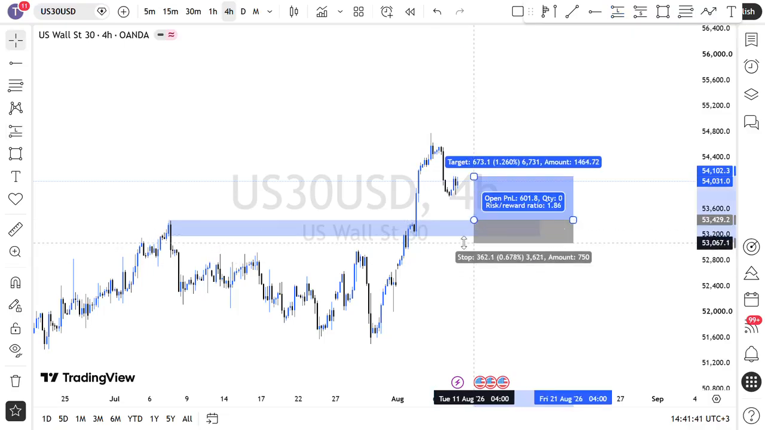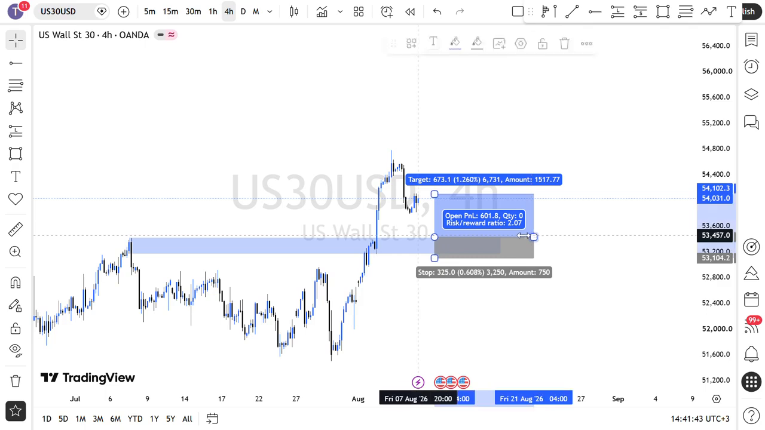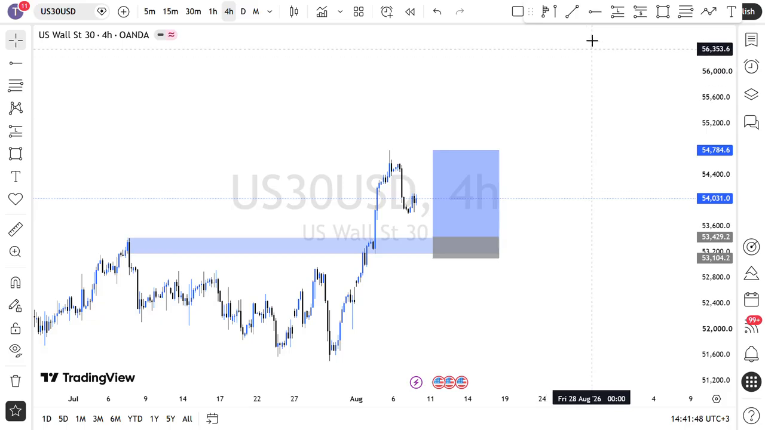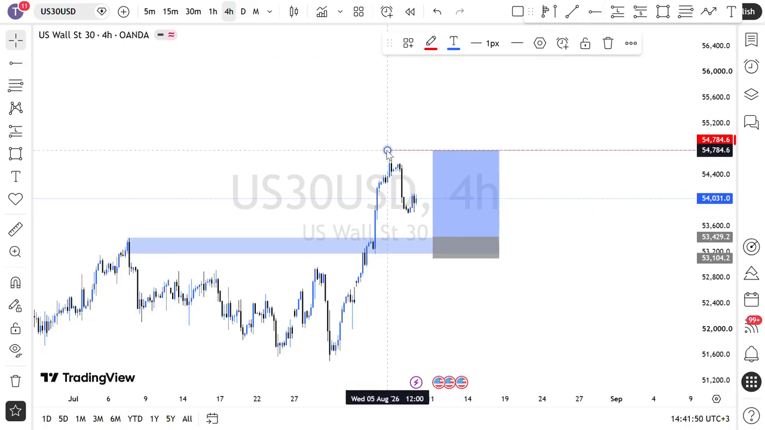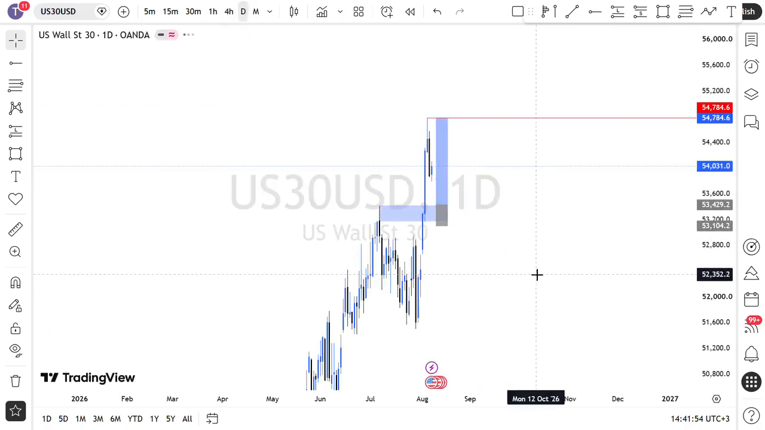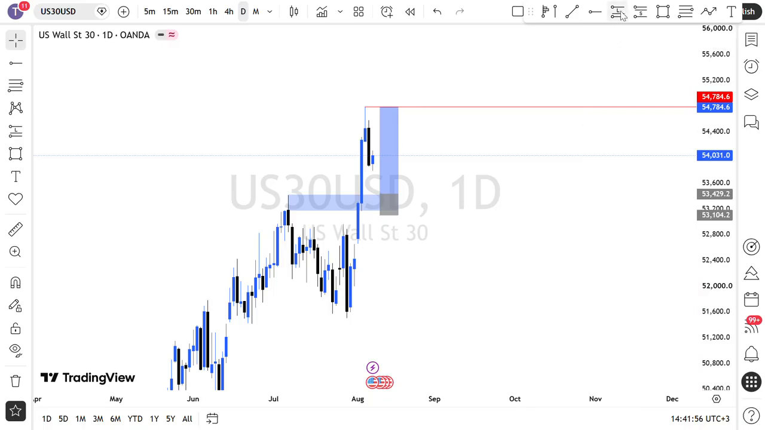So my analysis on US 30 still remains the same. I want to see price dropping back down, and then our first target will be at that external liquidity. But if price will be dropping even lower, just know that price is coming for this fair value gap that we have here.